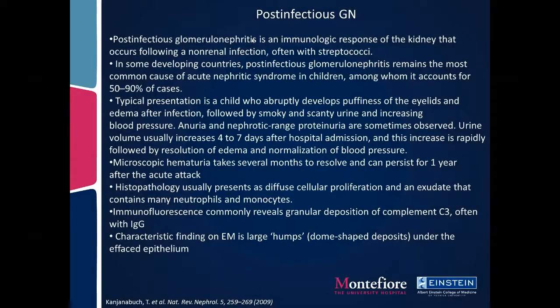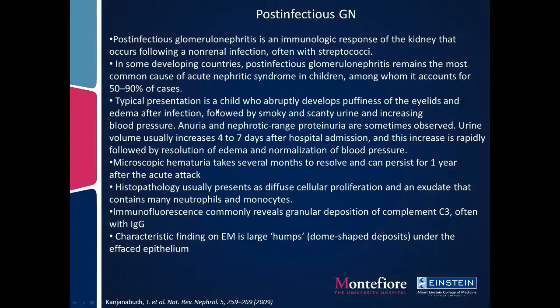So it is an immunologic response of the kidneys that occurs following a non-renal infection. Classically, it was often associated with streptococci, but now we see it with almost any non-renal infection, even with staph or any other infections; you see a post-infectious GN. In some developing countries, post-infectious GN is the most common cause of acute nephritic syndrome in children, and it accounts for up to 50 to 90% of children presenting with nephritic syndrome in the developing countries.